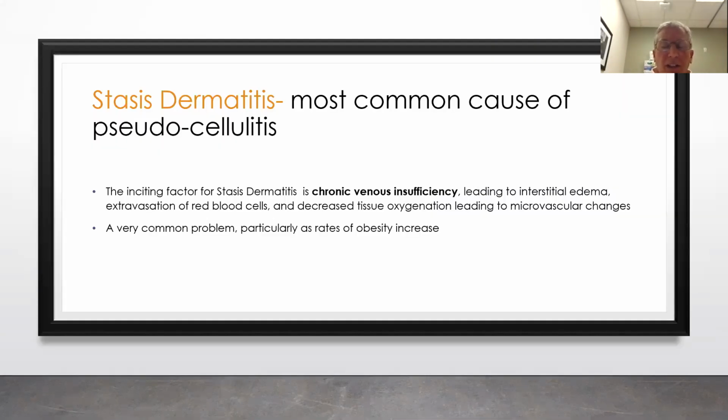So stasis dermatitis, before we go on, is the most common cause of pseudocellulitis. The inciting factor is chronic venous insufficiency, which leads to edema, extravasation of red cells, decreased tissue oxygenation, microvascular changes, and skin changes. And it's a very common problem. Next.